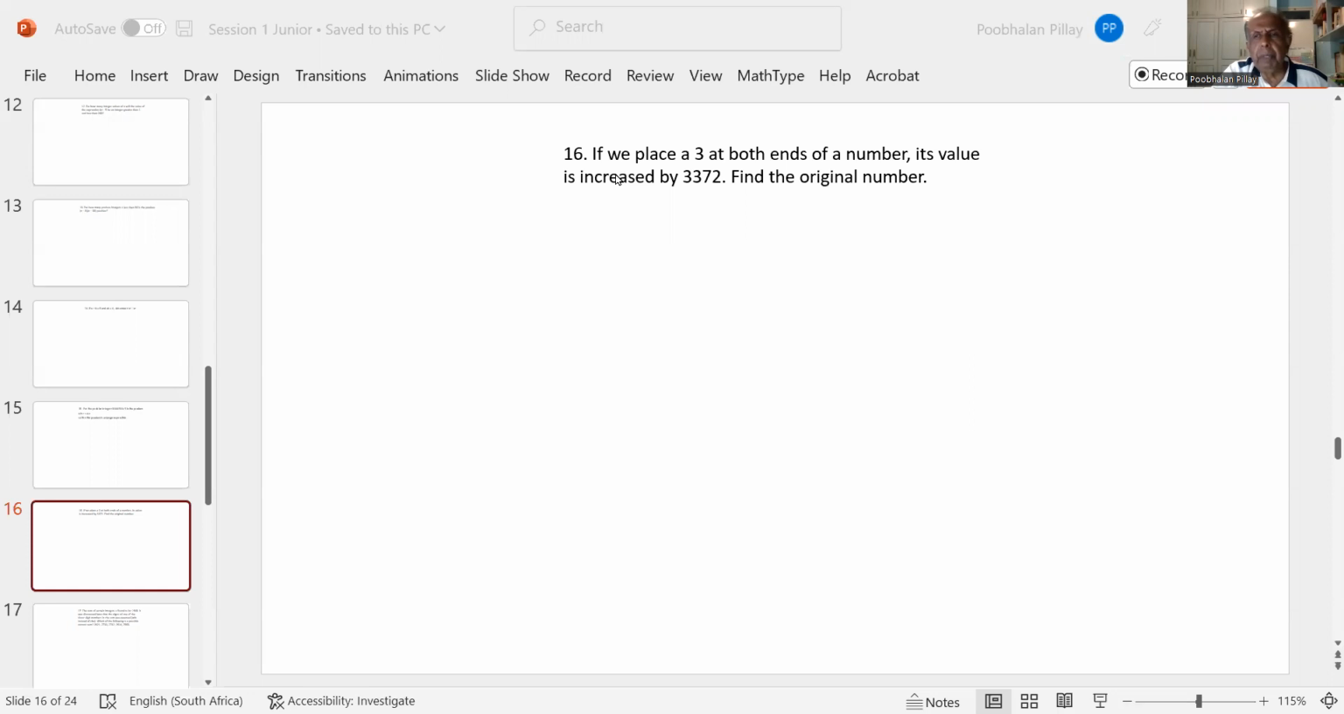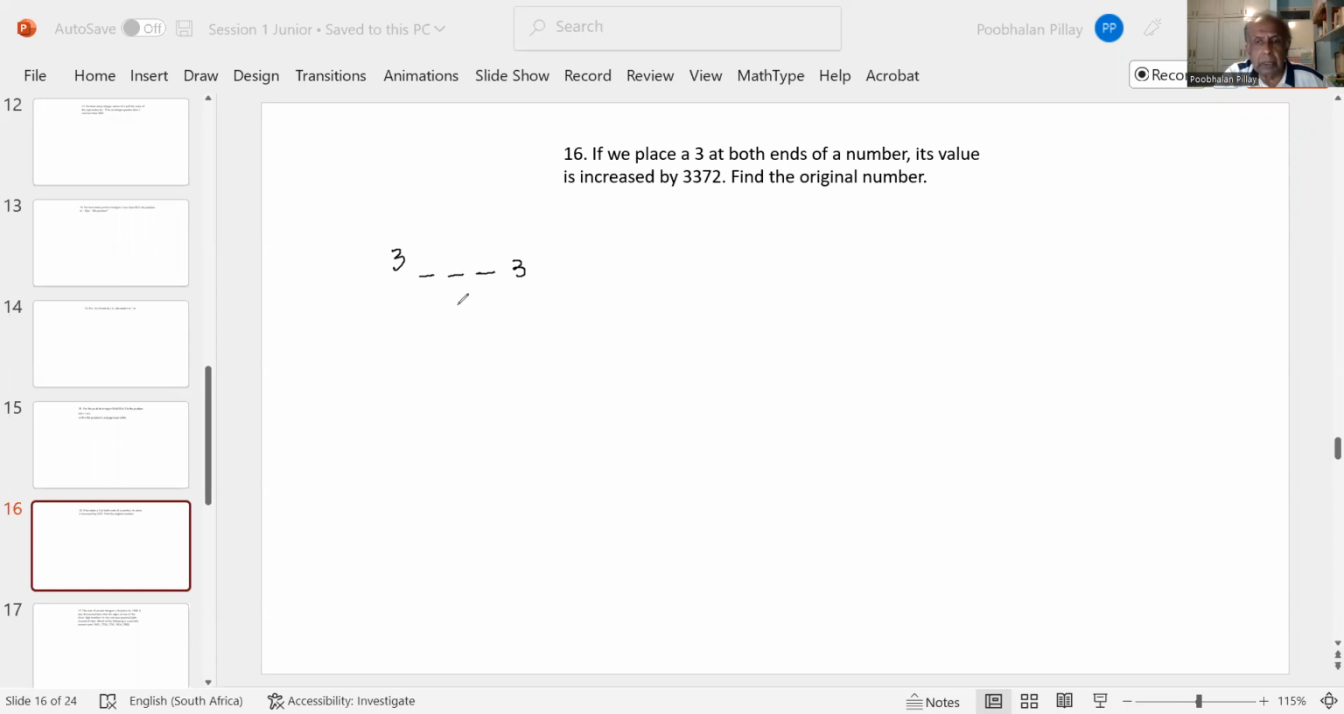The next problem says, if we place a 3 at both ends of a number, its value is increased by 3372. The question is, what is the original number? Okay, now we don't know how many digits that number has got, but let's just try with 3 digits. Suppose the number is a 3-digit number, and you put 3 at both ends, in front of the 3-digit number and at the back of it.